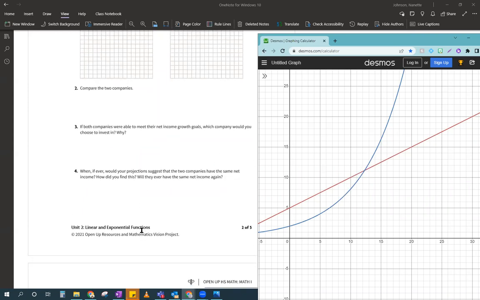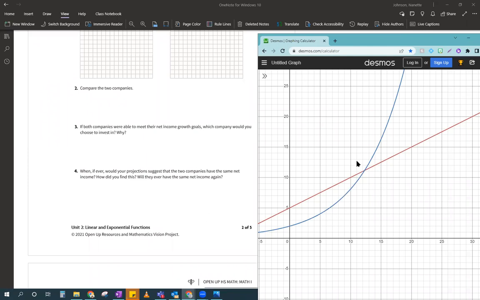All right. Let me see if we can finish number 4 really quick. It says, when, if ever, would your projection suggest that the two companies have the same net income? Where do they have the same net income? What should I look at?